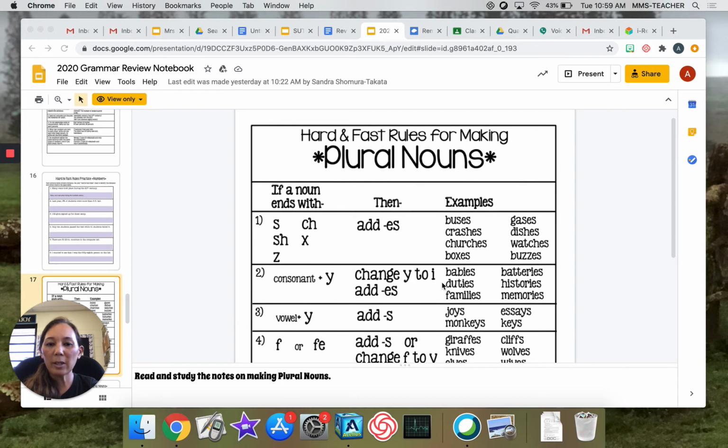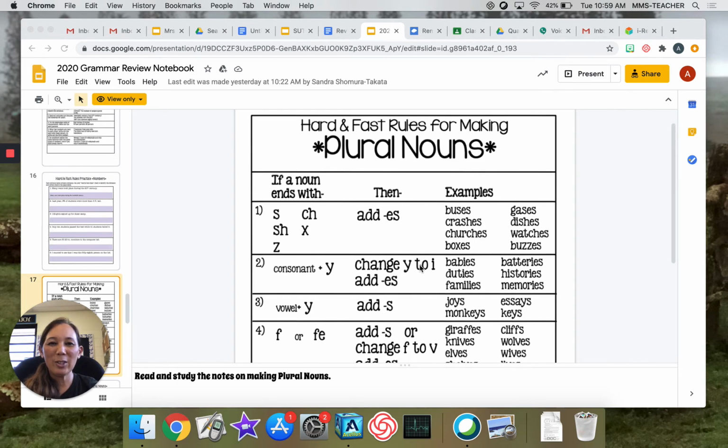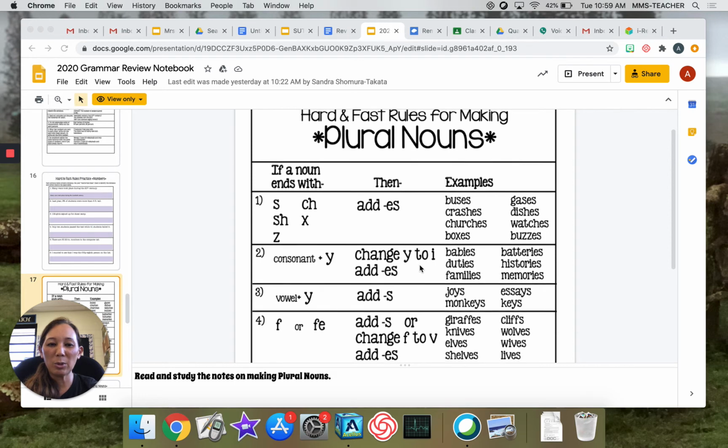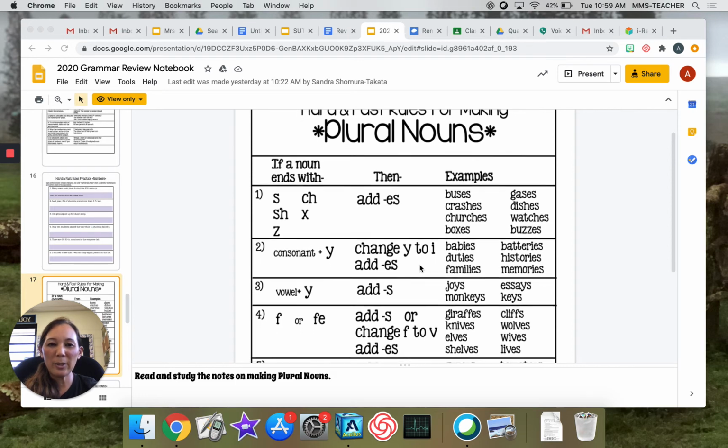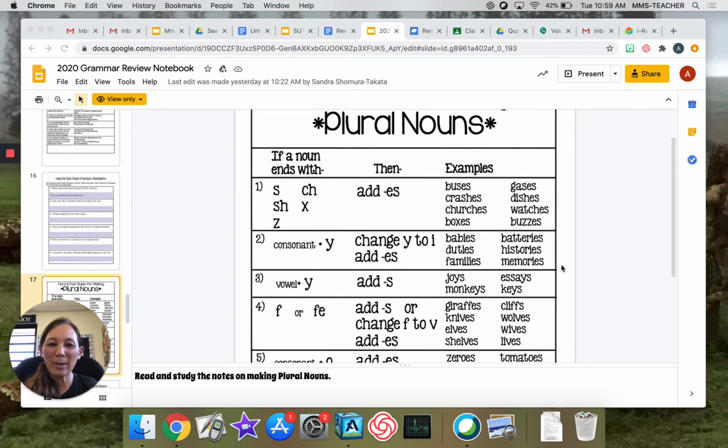And the next slide that I'm going to talk about is hard and fast rules for making plural nouns. Now, English is a tricky language. There's a lot of rules, especially with spelling, not just with speaking. And here are some examples. When we want to change nouns into plurals, there's rules in regards to their spelling.